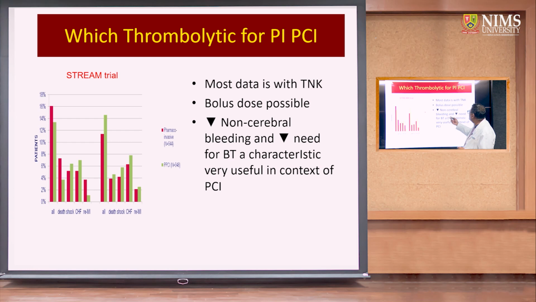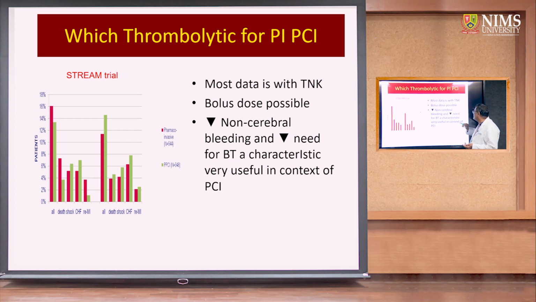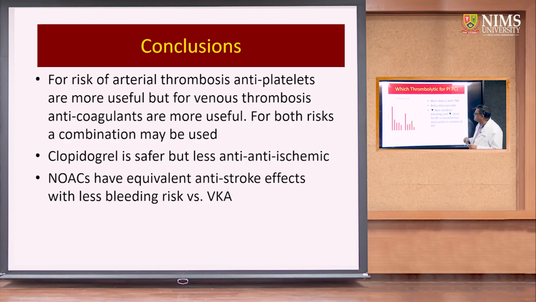Now coming to thrombolytics, I already told you that if you have to use one, then TNK is the best. Why? Most efficacious, a bolus can be given, and there is less bleeding risk. Why less bleeding? Because it acts only on the recently formed thrombus, the fibrin specific thrombus, so that it dissolves. So that is why it can be safer. Next.